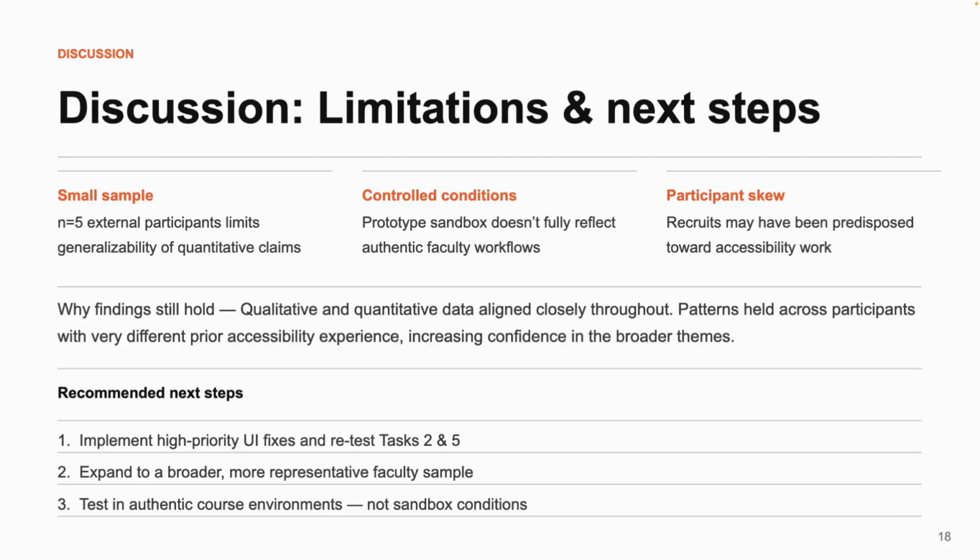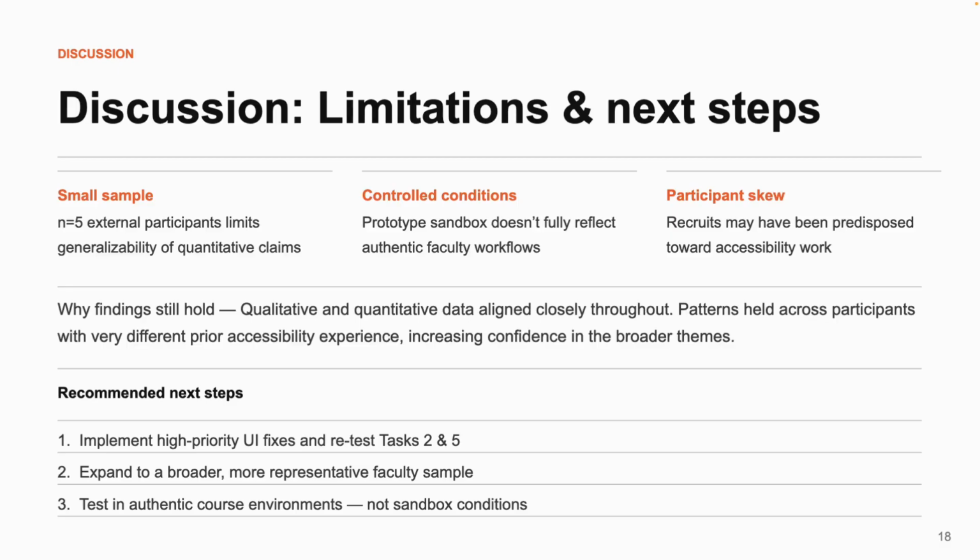Lastly, there are a few limitations to keep in mind. Our external sample was 5 participants, which limits quantitative generalizability. Our sessions used a control sandbox, not participants' real courses, and our participants may have skewed towards people already interested in accessibility. That being said, qualitative and quantitative findings aligned closely throughout, and these thematic patterns held across very different experience levels, which increases our confidence in the themes.